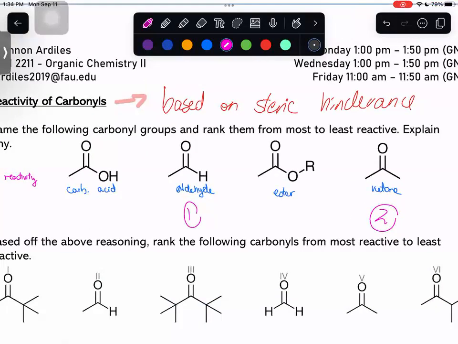What's number 3? Ester? It's going to be the carboxylic acid, because we're between just two oxygens, so we're just looking at the connections that those oxygens have. The ester has more steric hindrance, yes, because of that R group. And then the carboxylic acid has a baby little hydrogen.